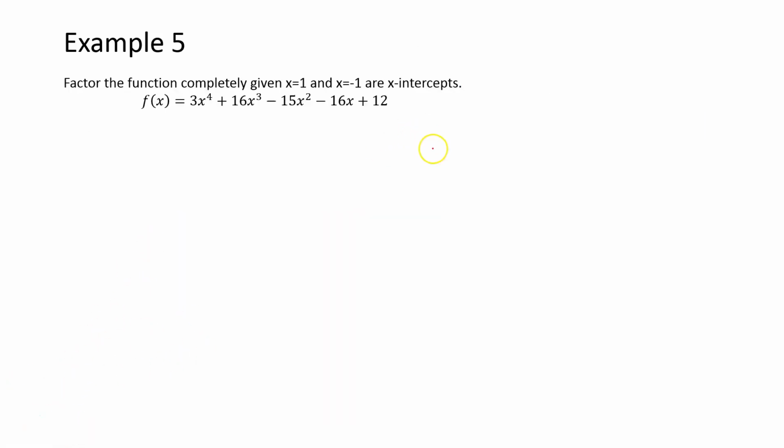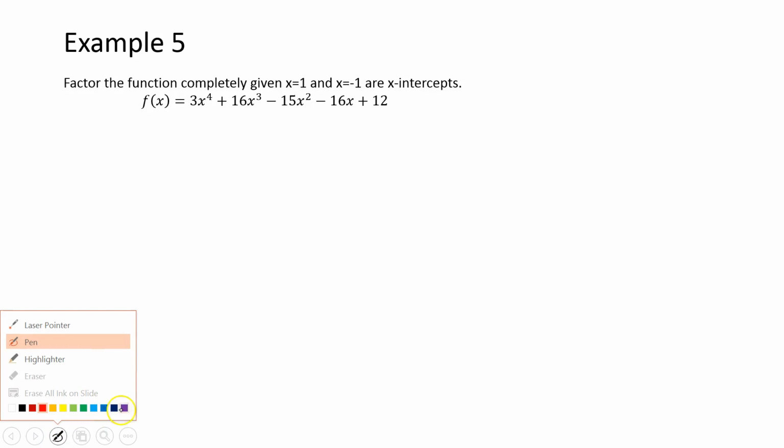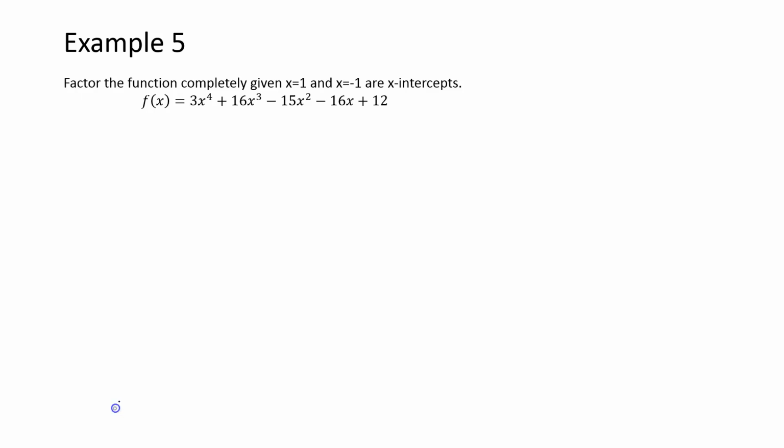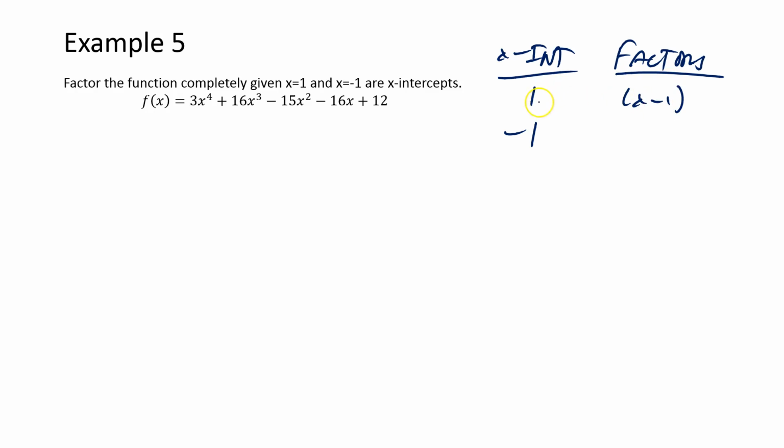Okay, so this one kind of takes all of the pieces that we've been talking about and puts them all together. So what we're given here is that x equals 1 and x equals negative 1 are x-intercepts, and we want to completely factor this function. So let's make a list of our x-intercepts and the factors that go along with them. The factor that goes with 1 is x minus 1, because if we plug 1 in there it makes 0. And the one that goes with negative 1 is x plus 1. So we've got two factors right now.